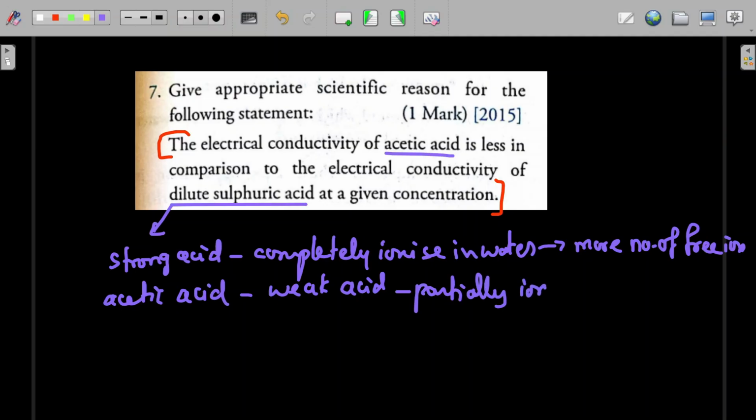You have to write all these points. So fewer free ions, therefore its electrical conductivity will be less. The same thing they can ask you differently. They may ask why concentrated acetic acid is less acidic compared to dilute sulfuric acid. Then also you will write the same answer only. Okay, these are the key points you should not miss.